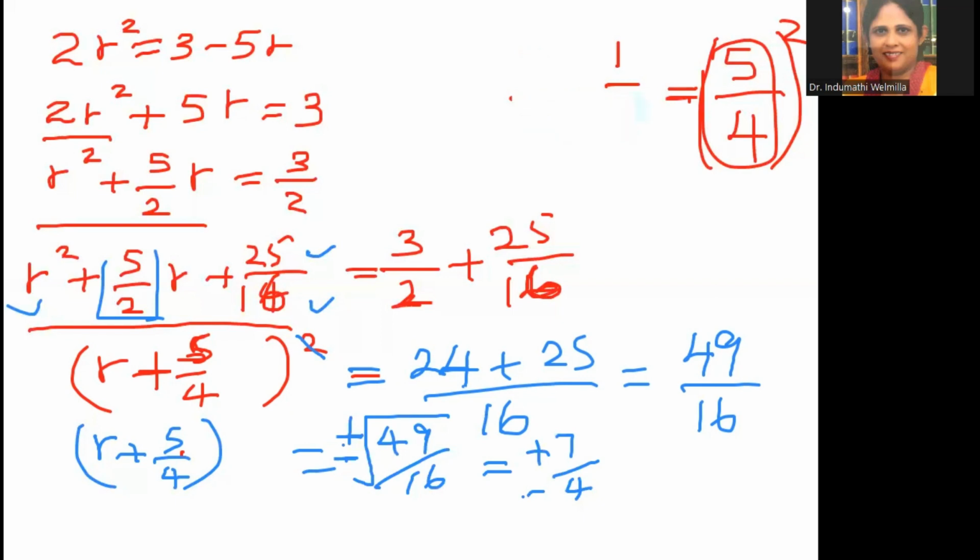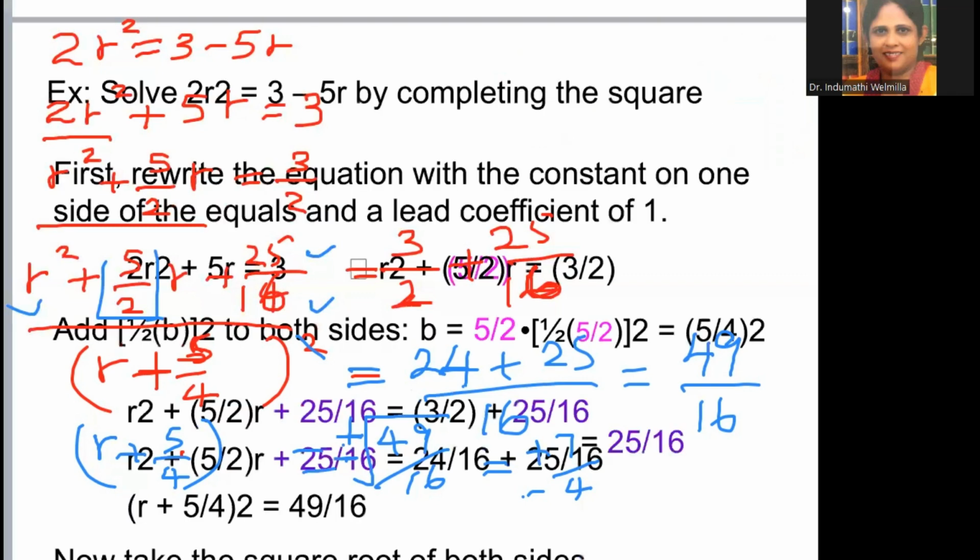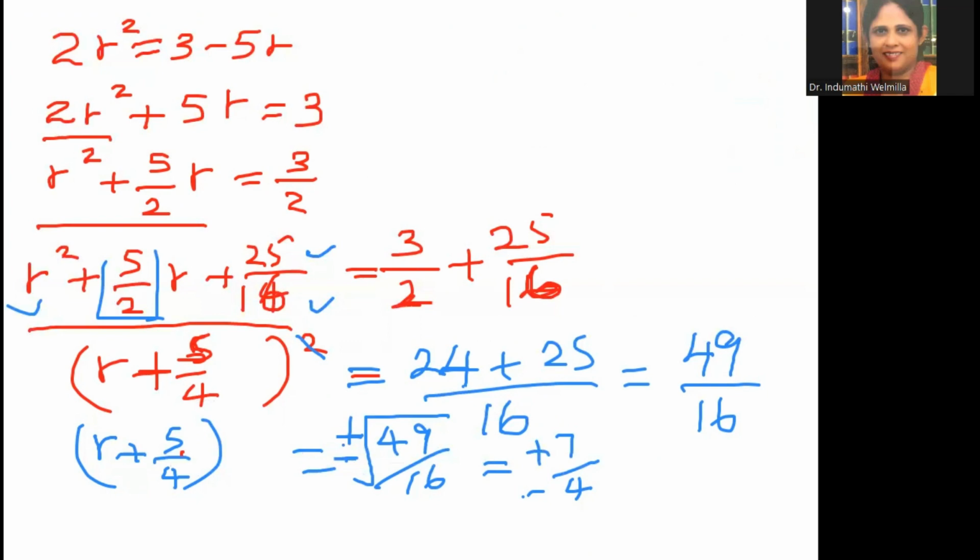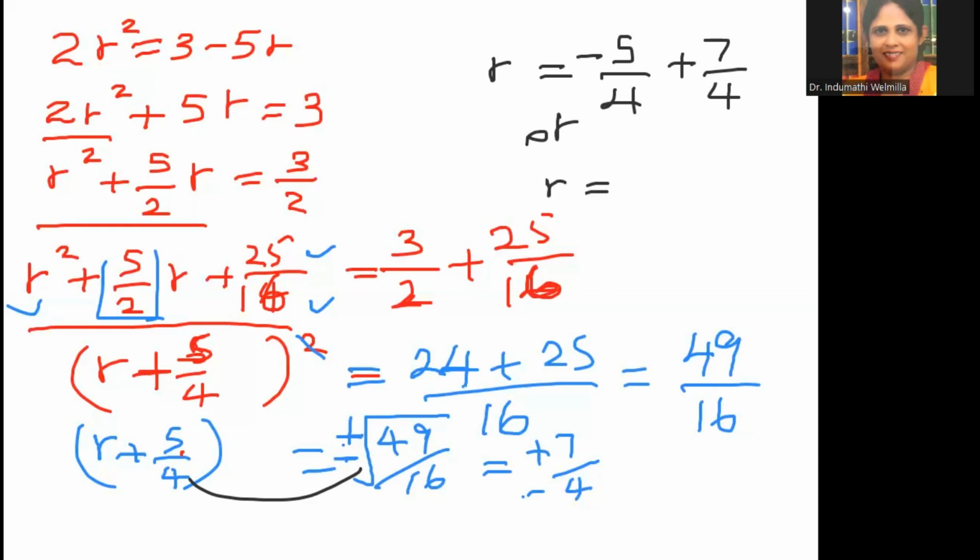Finally, the final answer should be R. Yes. R equals minus 5 over 4 when we bring this one here, plus 7 over 4, or one more answer here, R equals again minus 5 over 4 minus 7 over 4, right?